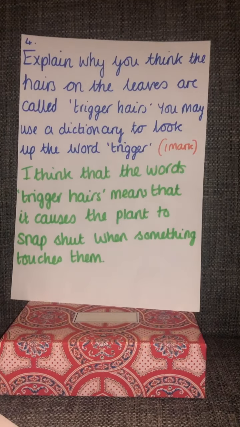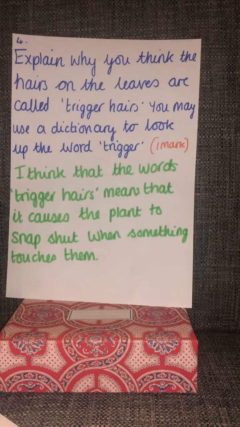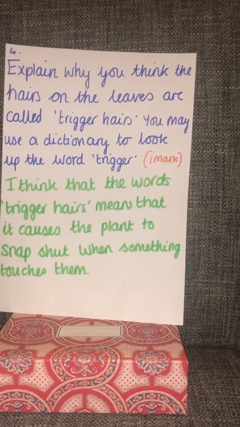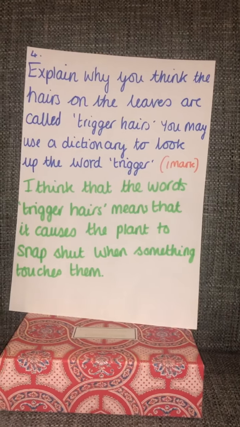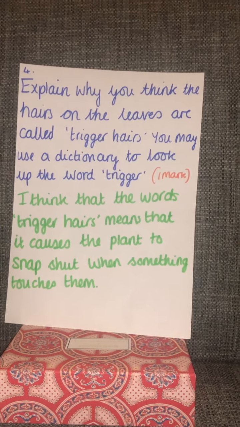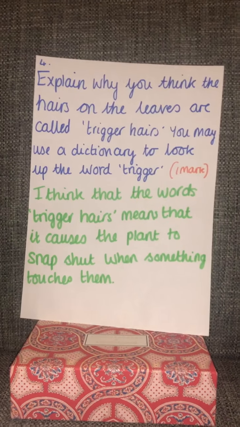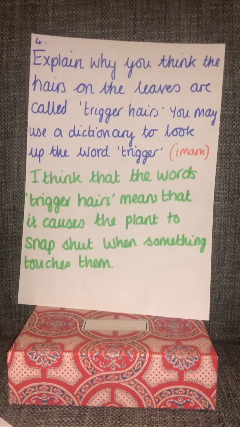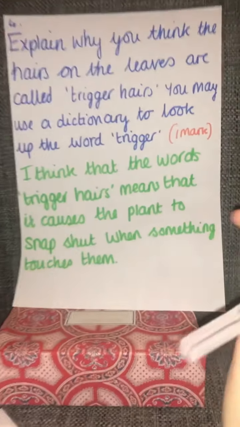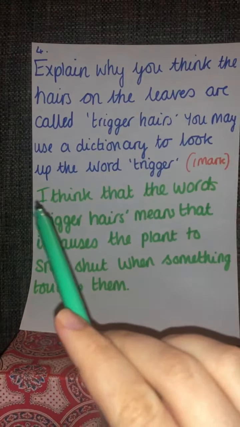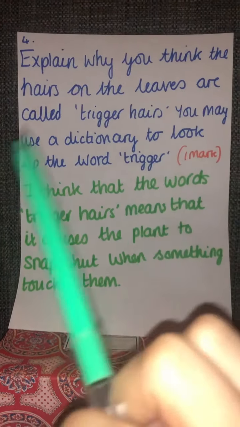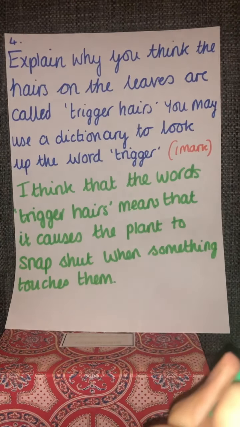So I've written, I think that the word trigger hairs means that it causes the plants to snap shut when something touches them, a bit like when a burglar triggers a burglar alarm. Once the tiny insects crawl onto the leaves of that plant, the little hairs tell the plant to snap close. With this question, I also started with I think, because the question asked me to explain why you think, so it's your opinion, it's what you think.